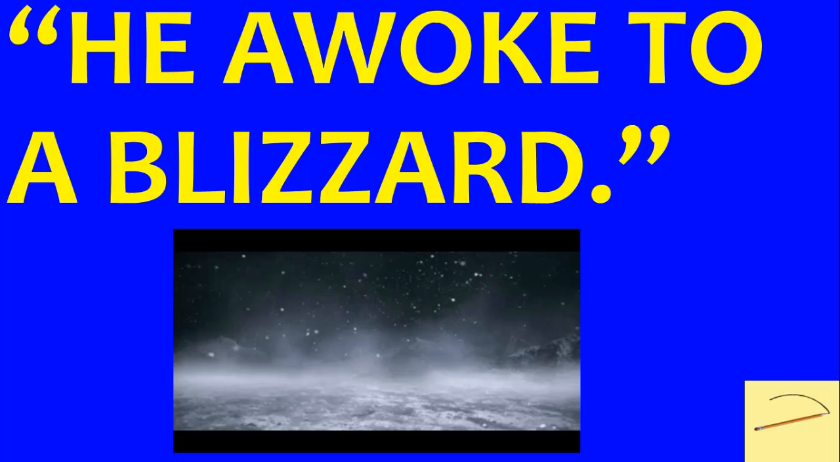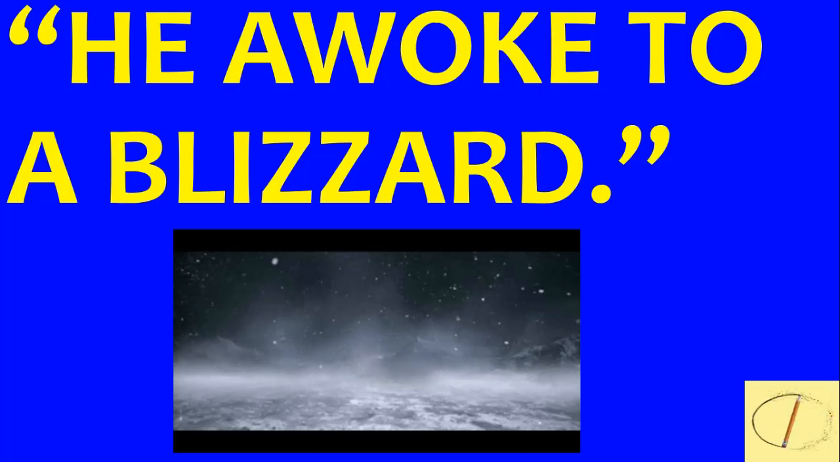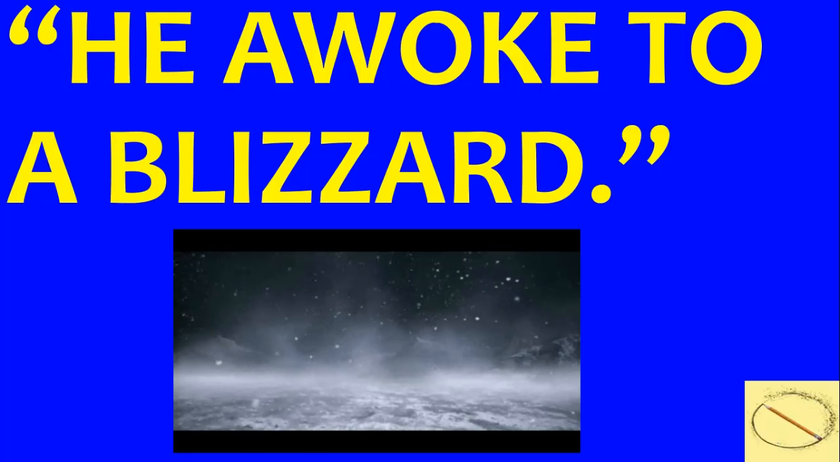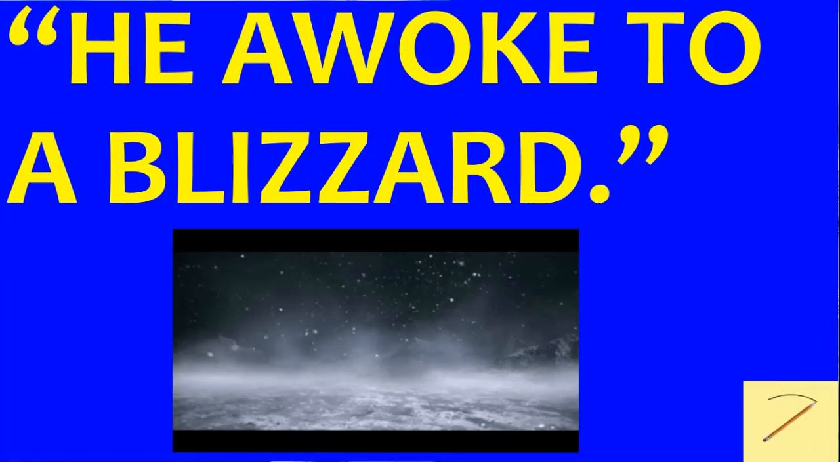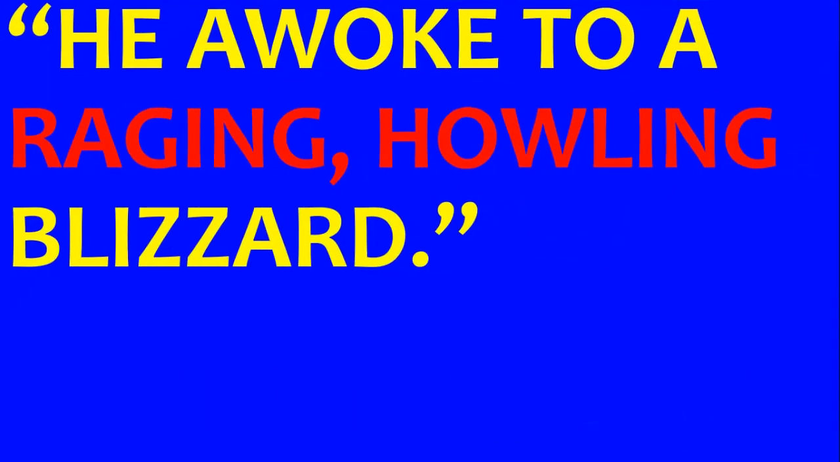So for example, let's look at a really easy example. So one sentence you might find is, he awoke to a blizzard. So this is the kind of image we might get from a blizzard. So a little bit of a storm, but nothing too heavy. But let's change that sentence now to, he awoke to a raging, howling blizzard. So then we would say that, why has the writer chosen raging? Why has the writer used howling? What's the point of the writer using these adjectives?